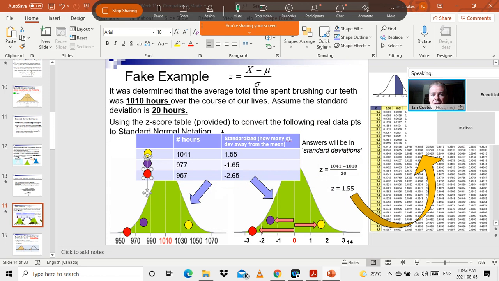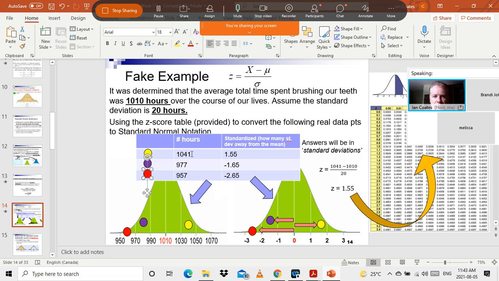what we're doing now is using a Z-score table provided to convert the following real data points into standard normal notation. So, where we're at right now is I've given you 3 points on here. And you'll notice that they are not on the deviation lines. That was test 2, keeping those points on the deviation lines. But here I've given you 3 points just out there.